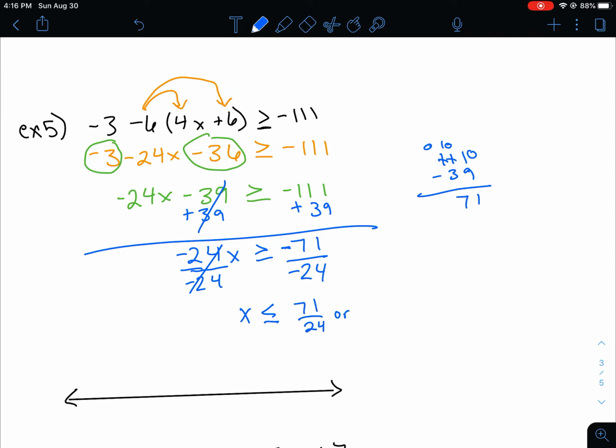If you want to reduce it, you can. 24, 48, 72. Nope. Okay, so this would be 2 and 71 minus 48.